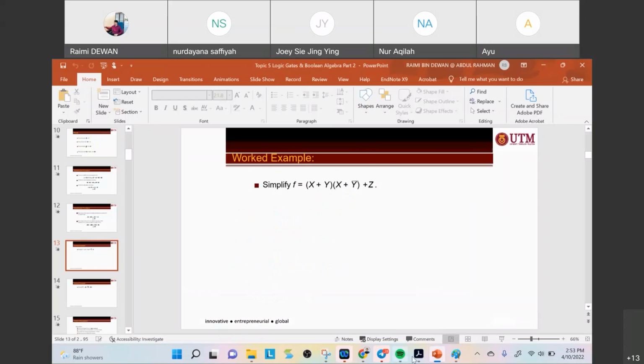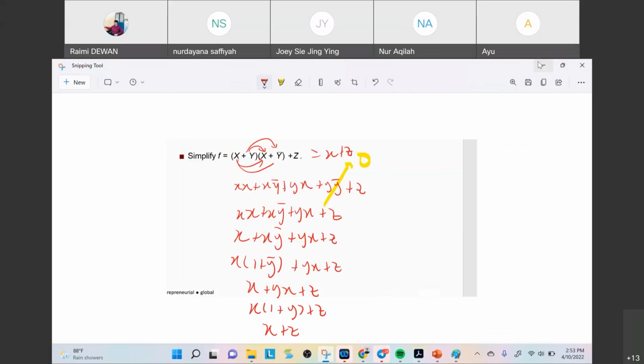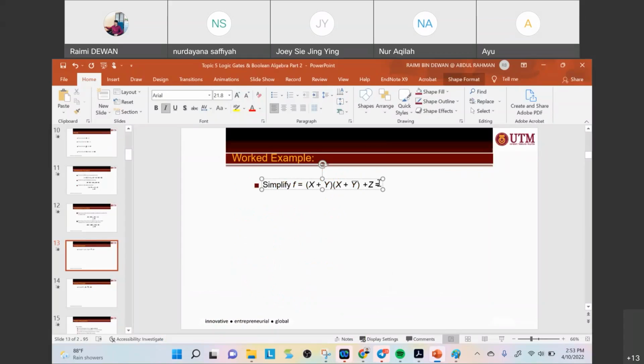Okay. So the answer is x. What is the answer just now? X plus z. Okay, I put the answer directly, so that you guys can try and see the answer, get the same answer.